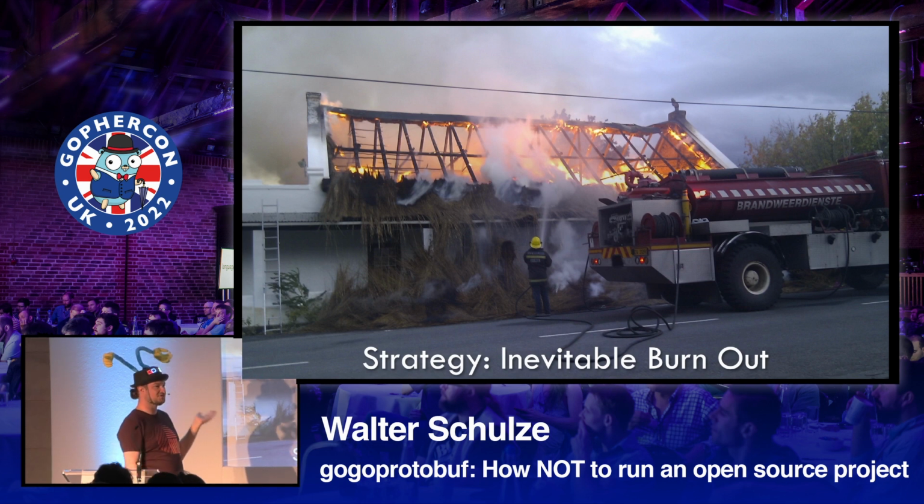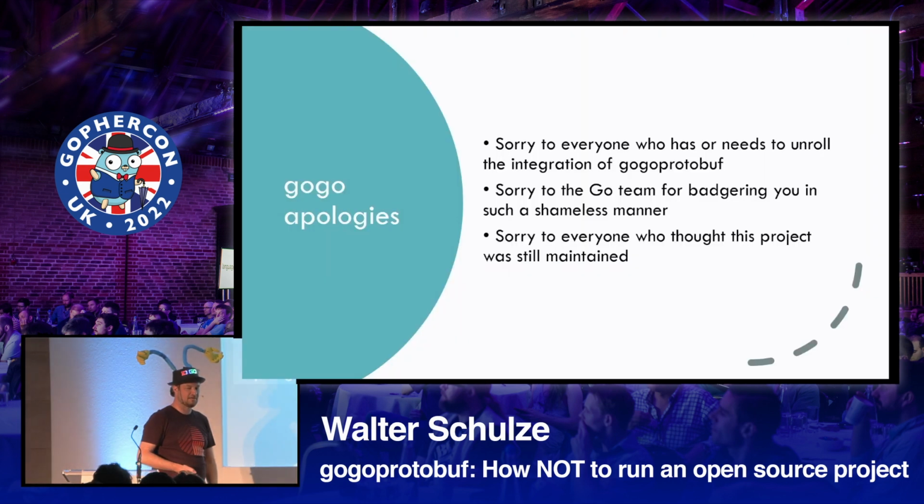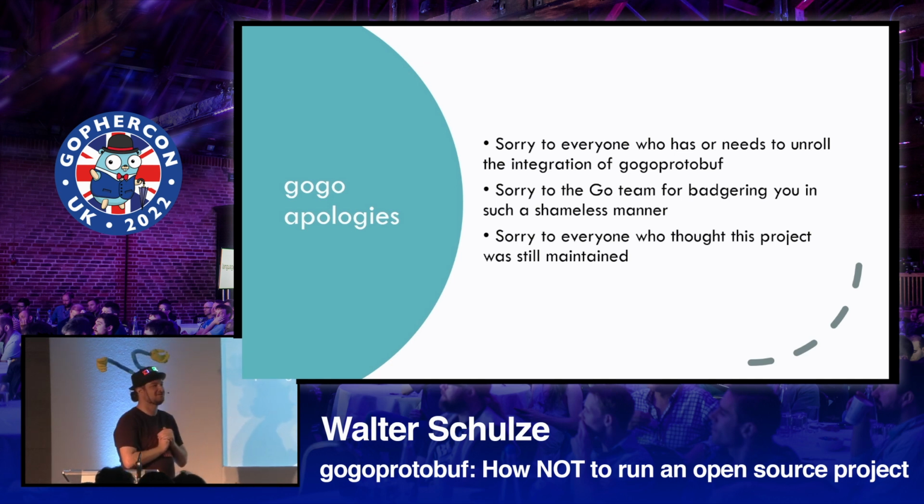So GoGo Protobuf, just like a thatch roof, was inevitable to burn out. And now I have to apologize. Because you might think, given all the mistakes I made, I must have been doing them on purpose. But despite my best efforts, GoGo Protobuf became popular. And now I really want to say sorry to anyone who has to go out and unroll their adoption of GoGo Protobuf. I also want to say sorry to the team, the Go team, for me being such a jerk. And I want to say sorry to anyone who thought GoGo Protobuf was still maintained.